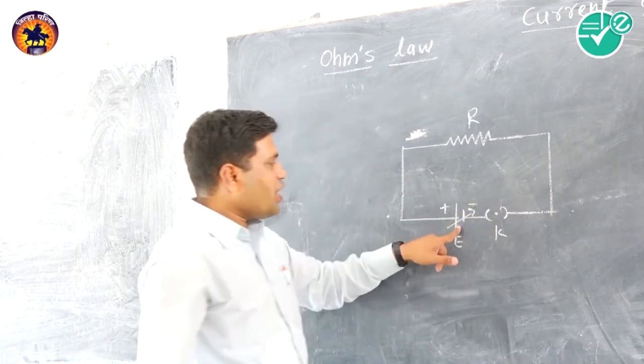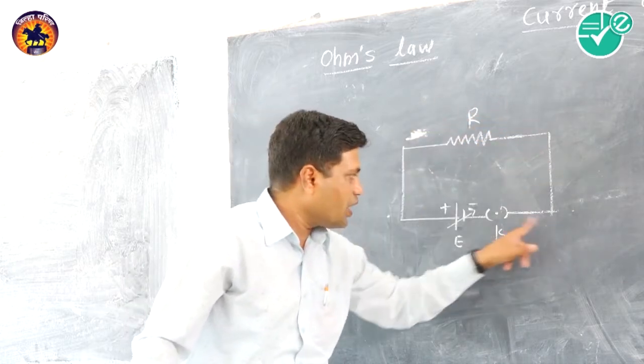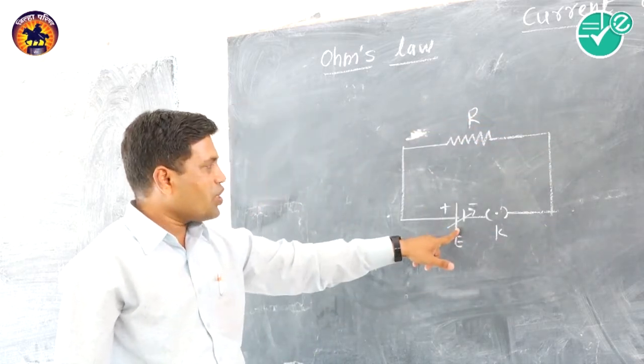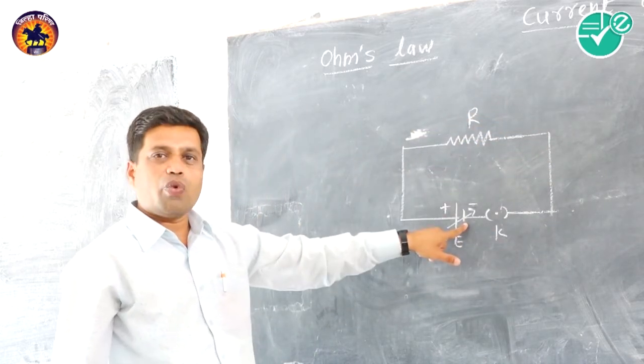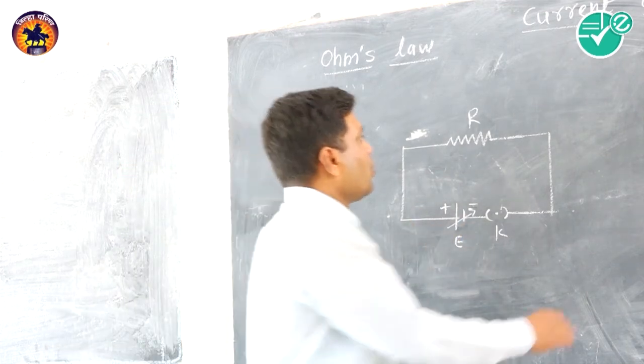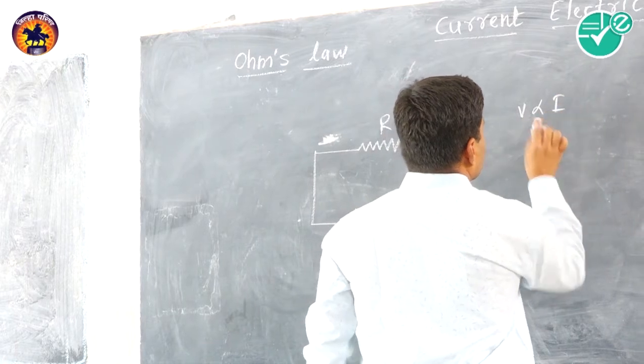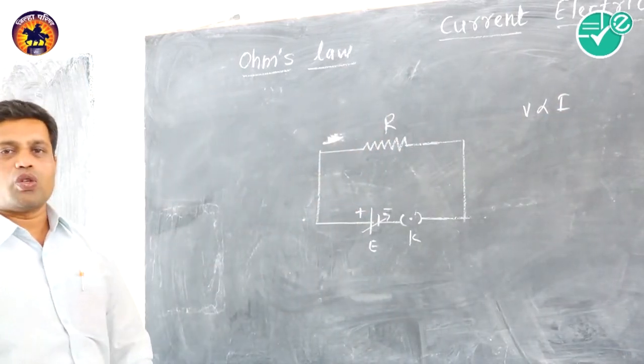So if you increase this potential difference, then the current flowing through the conductor increases. If you decrease this potential difference across the conductor, then the electric current flowing through the conductor decreases. Means V is directly proportional to I.